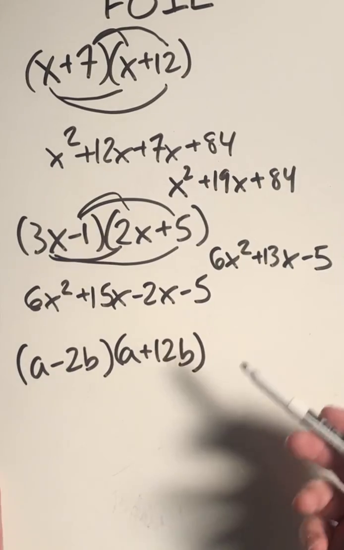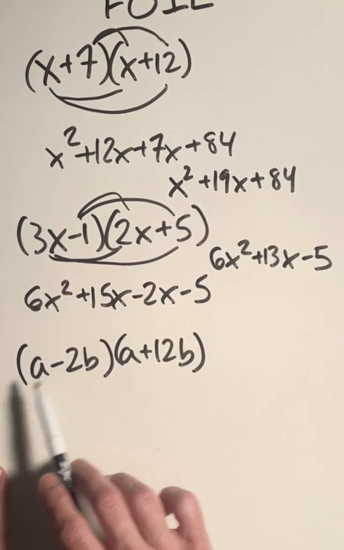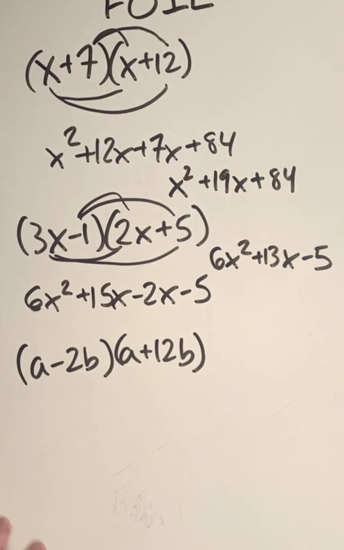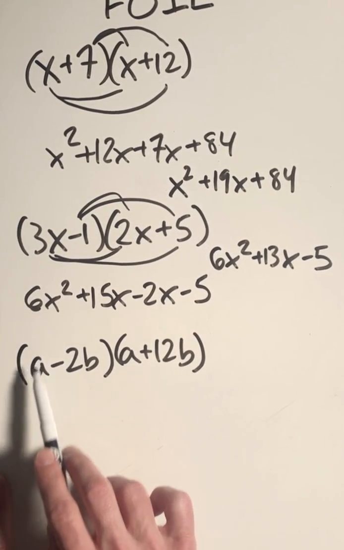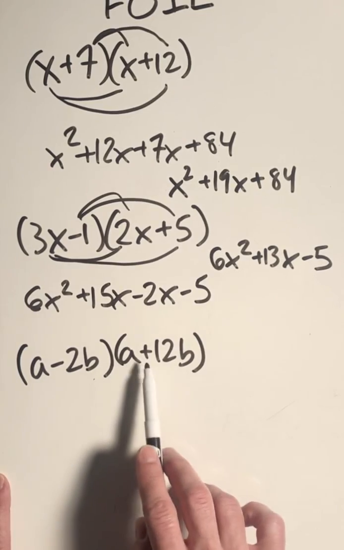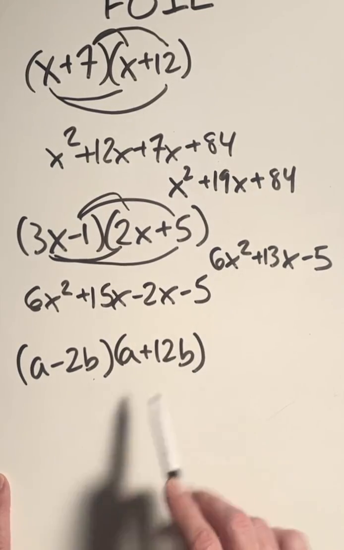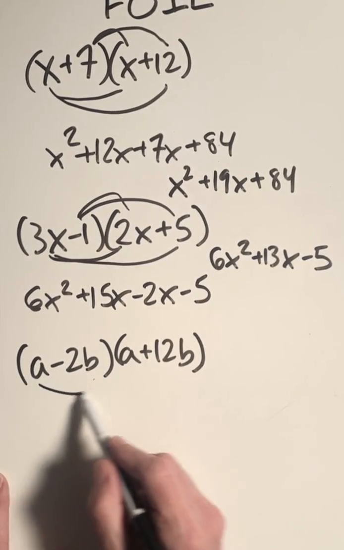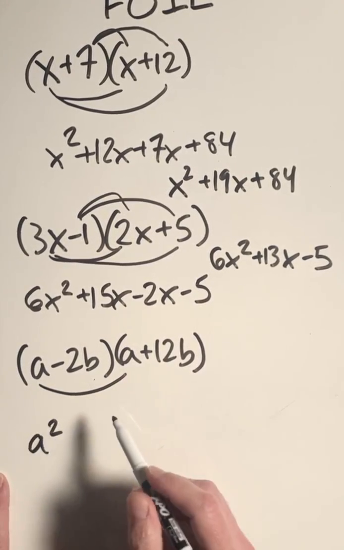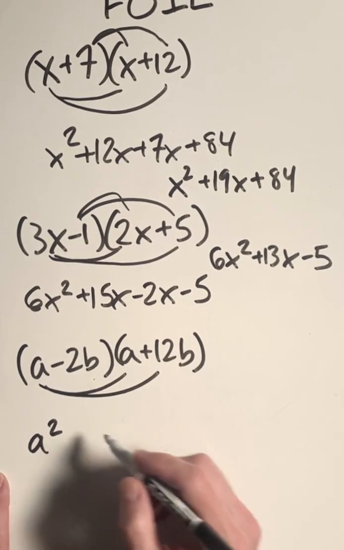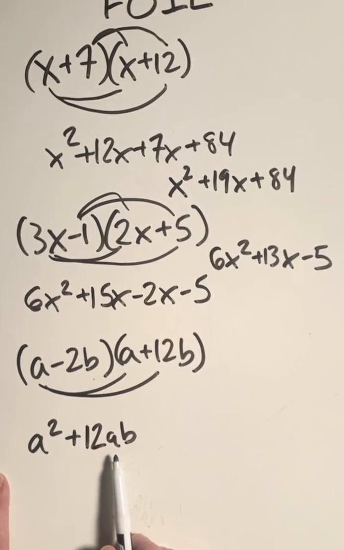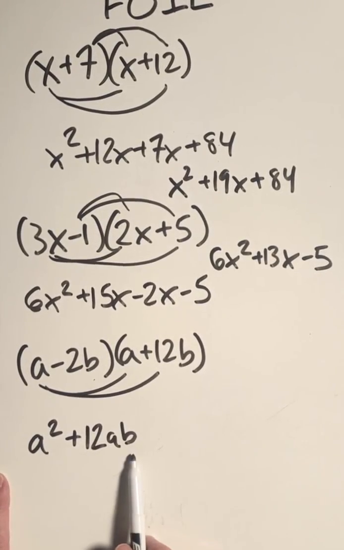At the bottom, same idea, except now we have two different variables. It doesn't matter, we're still going to approach it the same way, and because we have an a to the first and then a b to the first term, an a to the first and a b to the first, we should be able to combine like terms in the middle. A times a is a squared. A times positive 12b is positive 12ab. Notice how I keep the variables in alphabetical order.